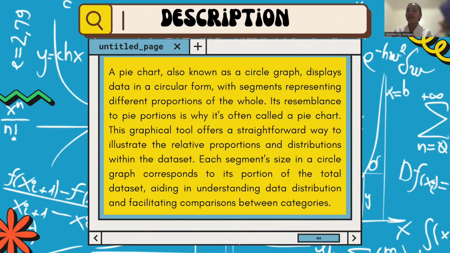Each segment size in a circle graph corresponds to its portion of the total dataset, aiding in understanding data distribution and facilitating comparisons between categories.